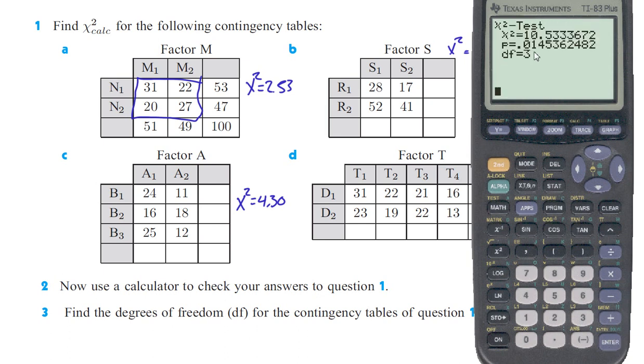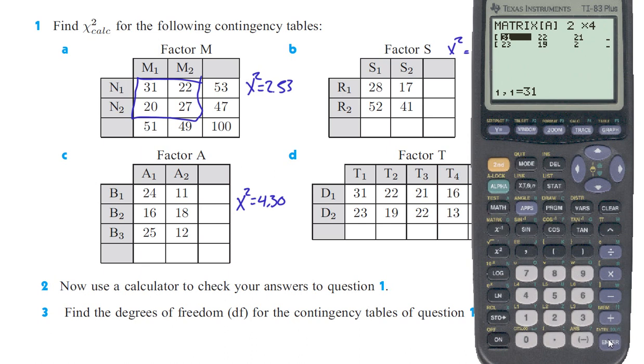All right, and we get 0.014. Oh no, sorry, 10.53. That's not what we're supposed to get, so I messed something up in here. Let's take a look at our matrix. We've got to edit even to look and see what's in there. 31, 22, 21. Oh, there's a 2 down there. That was the problem.